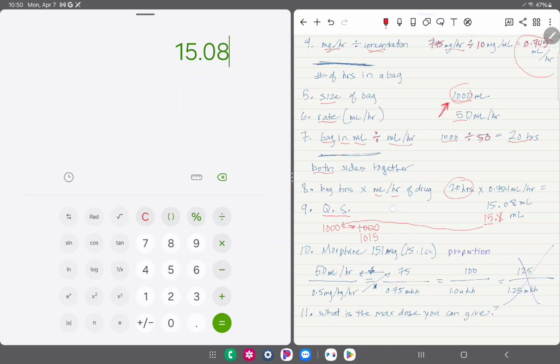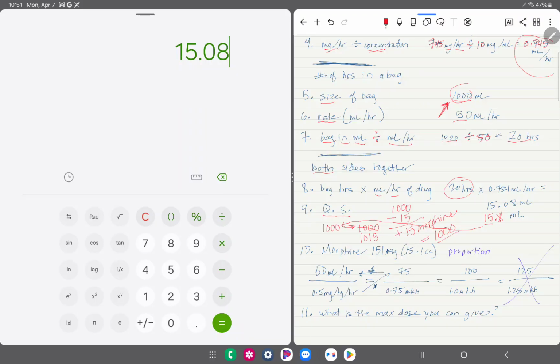So what I'm going to do from that 1,000 mil bag, I'm going to draw out 15 mils. I'm going to grab my 20 mil syringe. I'm going to remove 15 mils from the bag, and then I'm going to add in 15 mils of morphine. And when I do that now, I have a total volume of 1,000. So that's what quantity sufficient is.